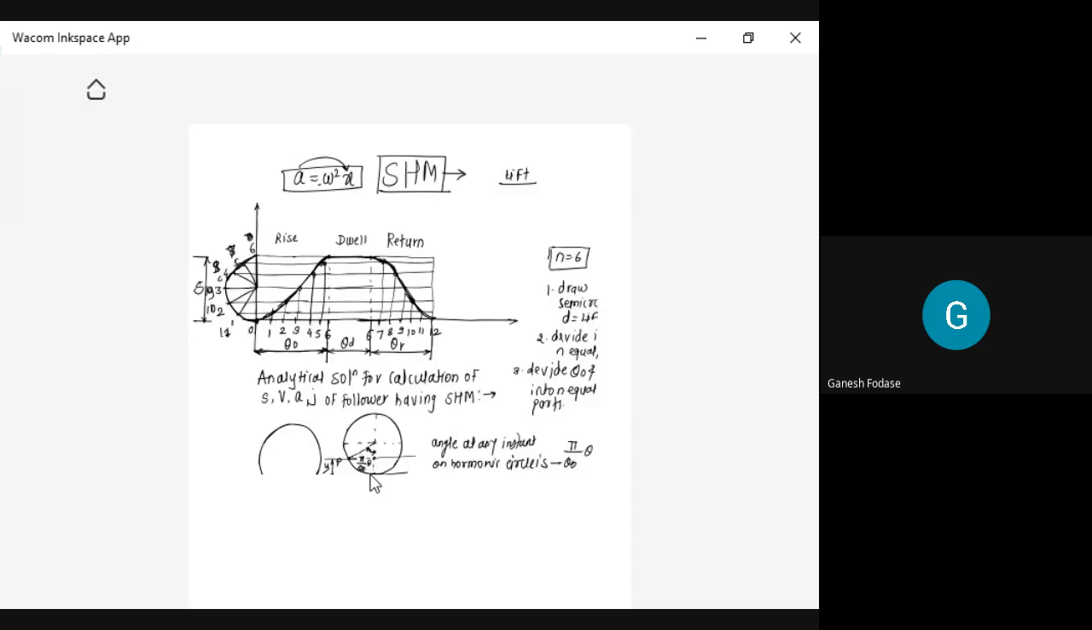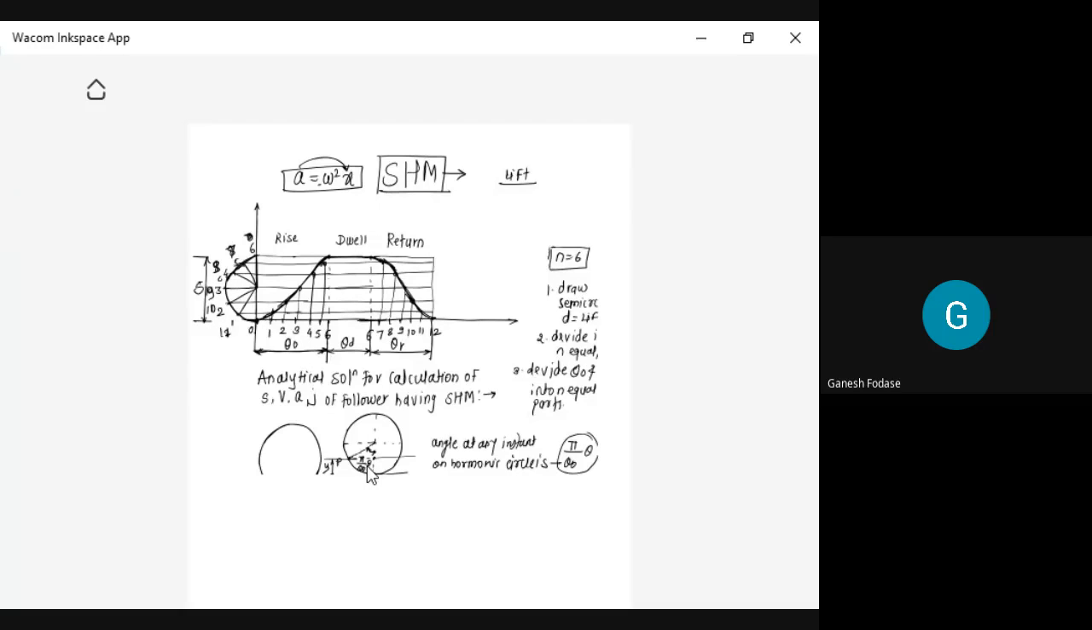You can see at theta equal to 0, some students might be confused how this angle is pi upon theta O into theta. At theta equal to 0, this angle becomes 0, so the follower is here. At theta equal to theta O, the outstroke, this theta O cancels, the angle is pi, meaning the follower is here. So at any instant, this angle is pi upon theta O into theta, where theta is the angle turned by the cam, and this complete angle is the angle turned by the point on the harmonic circle.